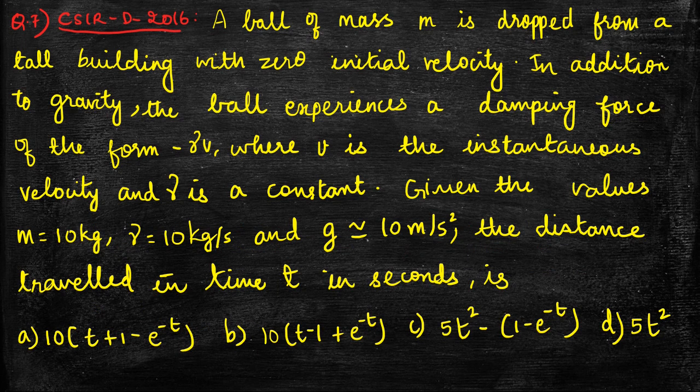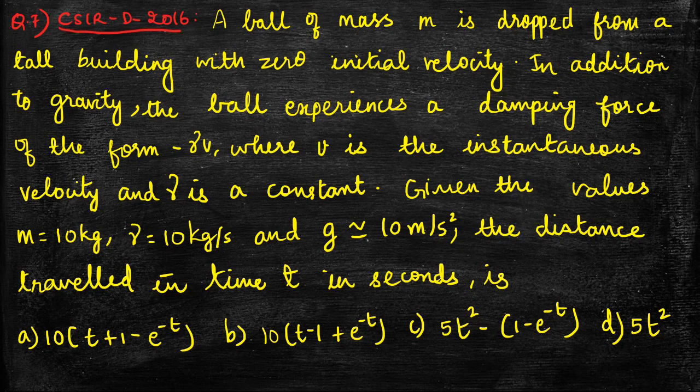Okay, so here you will have to frame a differential equation. So frame an easy one. Do not go to a difficult one. So a ball of mass m is dropped from a tall building with zero initial velocity. In addition to gravity, the ball experiences a damping force in the form of minus gamma v, where v is the instantaneous velocity and gamma is a constant. Given the values of m, gamma, and g, the distance traveled in time t in seconds is. So options are given, and this is the question.